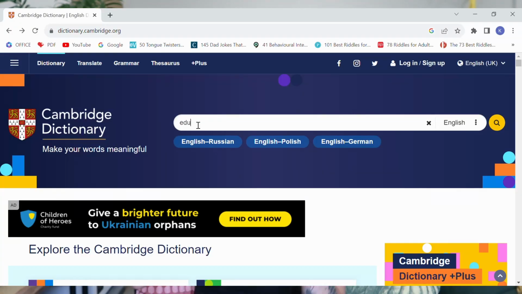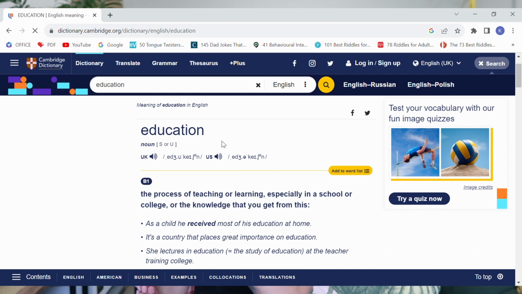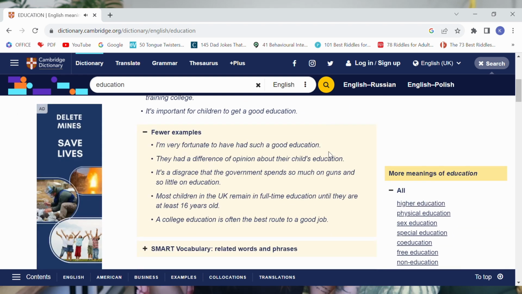I personally use the Cambridge Dictionary because I'm just probably used to it. I like the way it is organized. I have both British pronunciation and American pronunciation. I've got the definition in English and I've got some example sentences. And trust me, that is all you need.